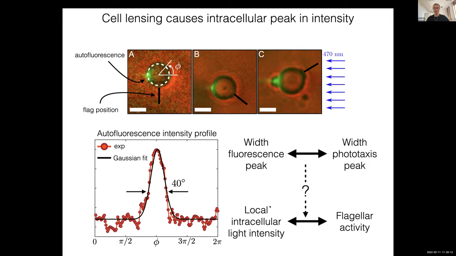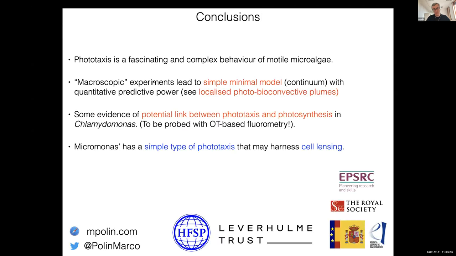In a sense, possibly the cell manages or uses the local intracellular light intensity in order to modulate a little bit the flagellar activity, and therefore the precision with which it manages to move towards light is essentially due to physics, because it's due to how tight the light, the plane wave that comes from one side, manages to get squeezed within the lens. So with this, I'm just gonna put the conclusions up.